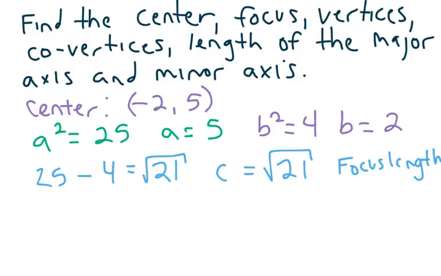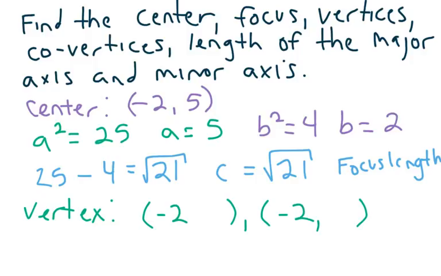So I need to actually think about what's going on. My y values are changing for my major axis, yes? So it means that whatever my vertices are going to be, I know that my negative 2 has to stay the same. They're not supposed to change because I'm going up and down, so my y's are changing, yes?